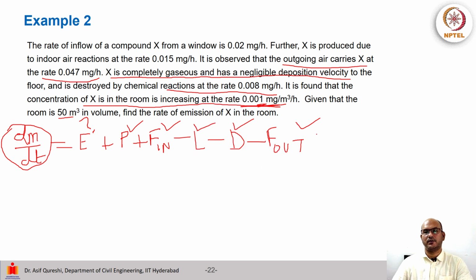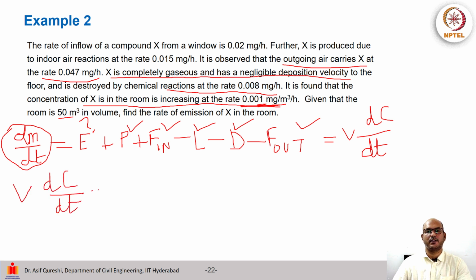So all this will be equal to V dC by dt. Now what is dC by dt? 0.001 milligrams per meter cube per hour. So what is V dC by dt? Let us just fill the numerical value.